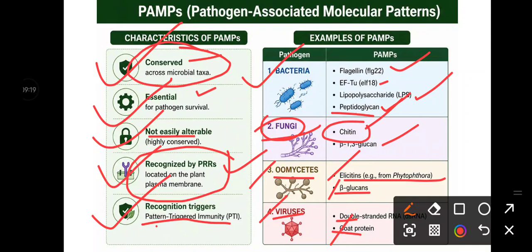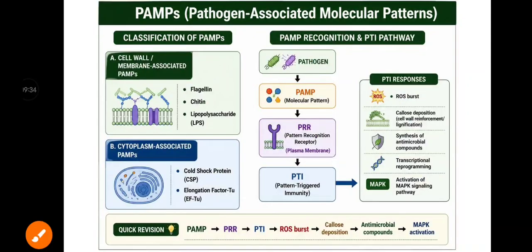Remember this. And the characteristics are also very important. These are conserved essential molecules that cannot be easily altered, and they are recognized by PRR, which ultimately triggers the pattern triggered immunity. Next, about the classification of PAMPs.